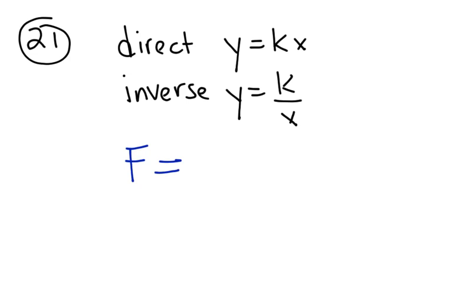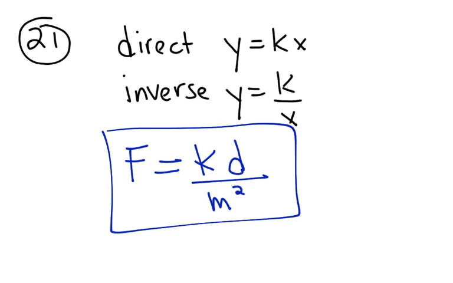So to write the equation for this particular problem, it says the force F varies directly with the distance d from Earth. So that means I'm going to multiply d times some constant k that I don't know yet. And it varies inversely with the square of the mass. That means I'm going to divide k by m squared, because it said the square of the mass. This would be the equation that models the variation. Here's my direct variation, and here's my inverse variation with the square of the mass.